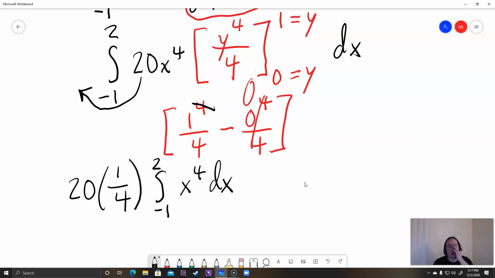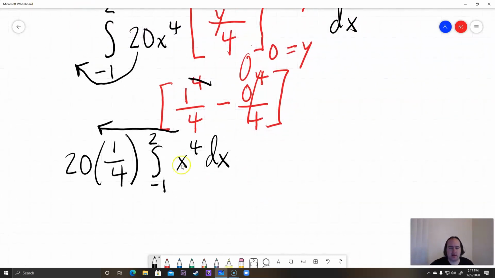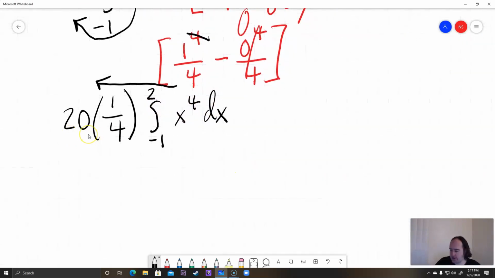Okay? So we have 20 times 1/4. That 1/4 was me factoring out the inner constant. Brought that out front. And then we still have the integral of x to the fourth dx. And of course for this one, any other variable would be constant, but there is no other variable, so we don't have to worry about it. Okay, so 20 divided by 4 is 5. So we get 5 out front.